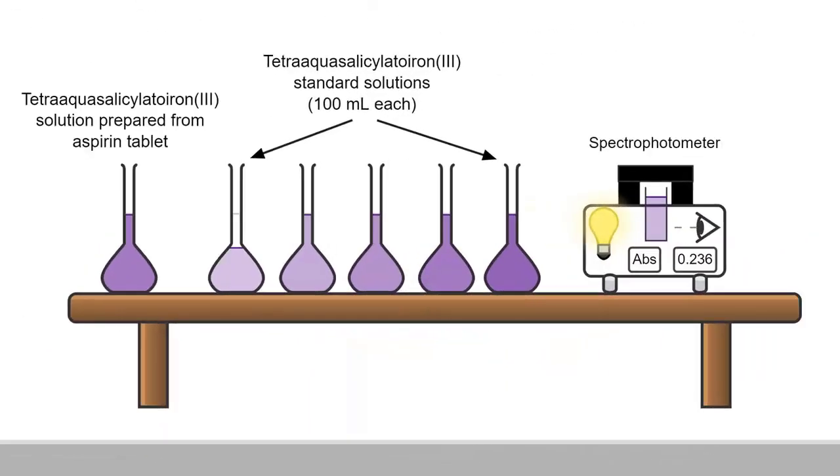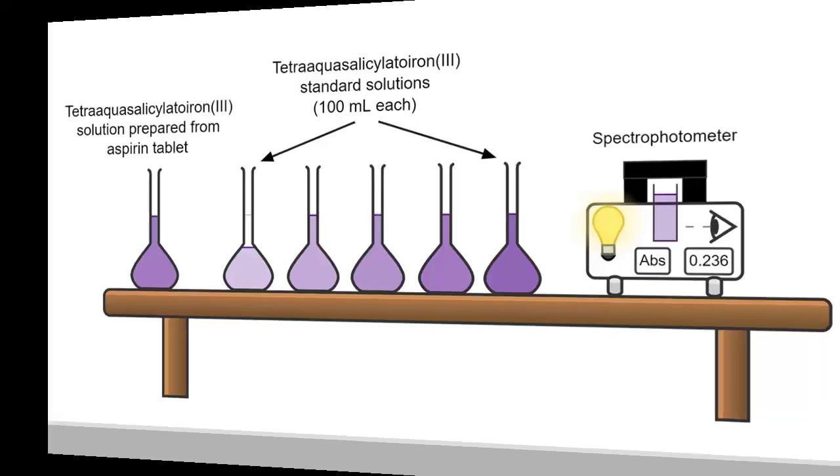Now that the aspirin solution and the salicylic acid solutions have been prepared, we're ready to measure the absorbance of each of the solutions using a spectrophotometer. In order to have the maximum change in absorbance with change in tetra-aqua salicylato iron(III) complex concentration, it is important to make the measurement at a visible wavelength where the complex absorbs as much light as possible.